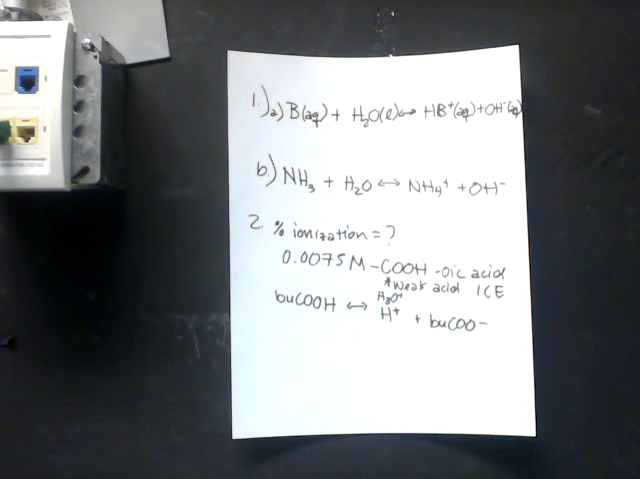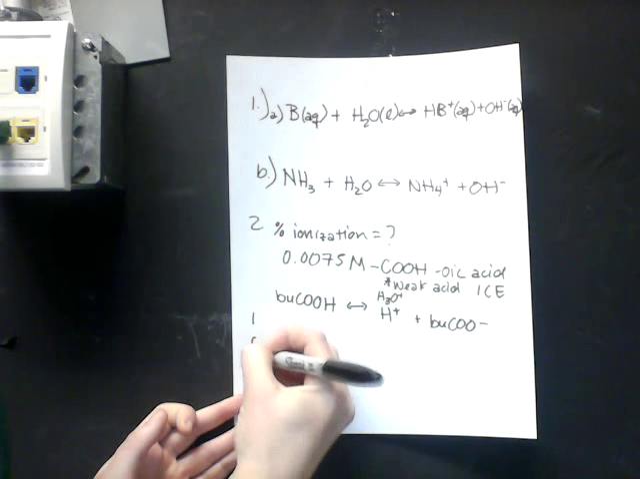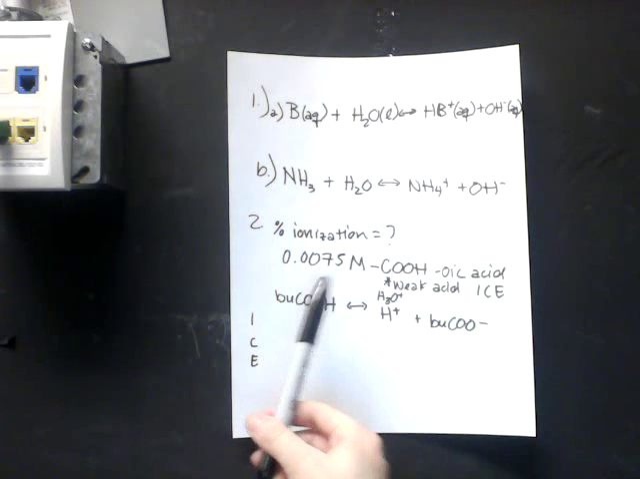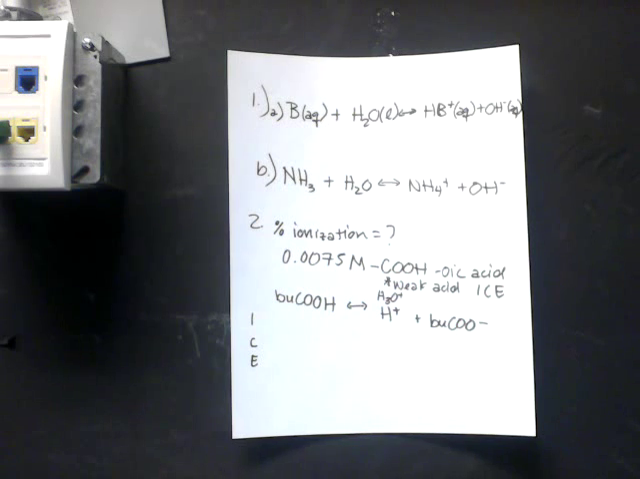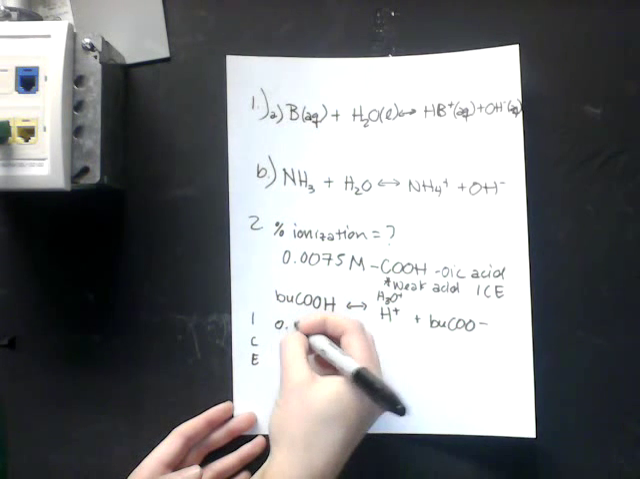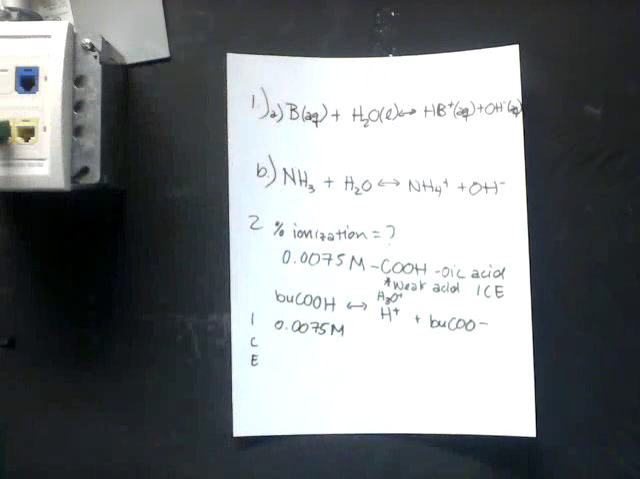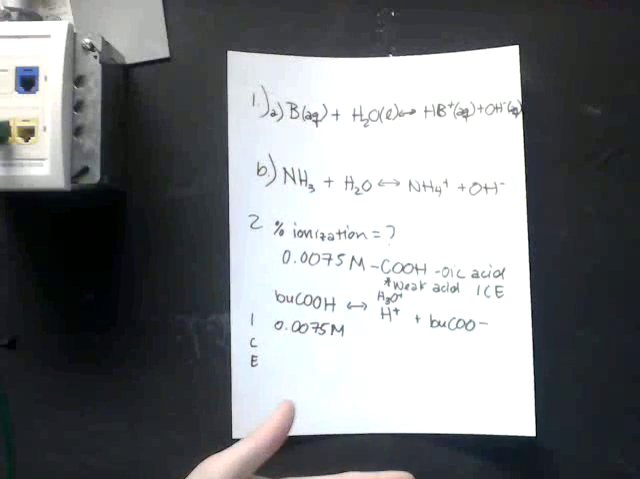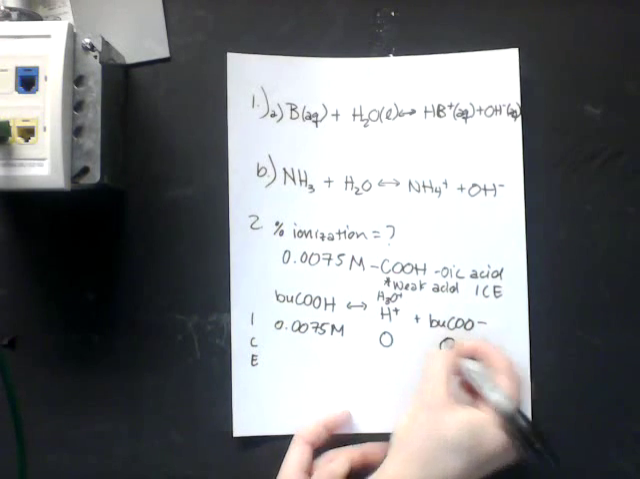So now we set up our ICE chart. Initial, change, equilibrium, right? Initially, the only thing that's given to us is this. This is a pretty basic one that we've done in chapter 16. Initially, if I have not mixed this with water yet, I don't have anything for products, right? Initially, we're not mixing anything, so we're saying all products are 0.